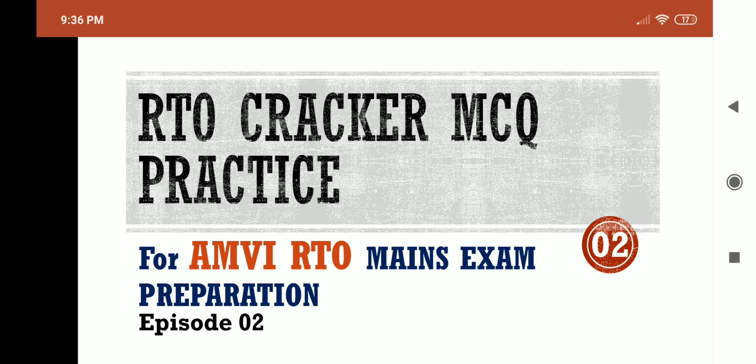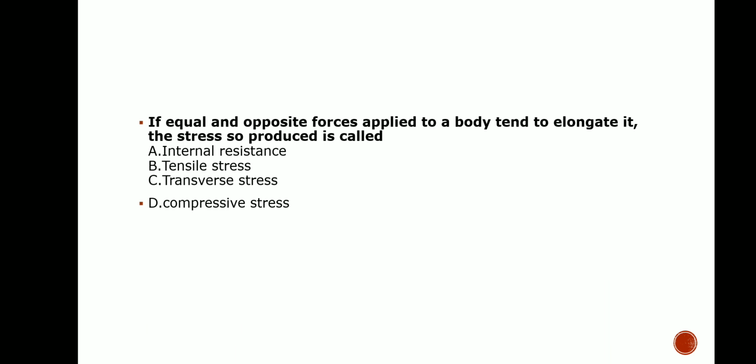Okay. Now today is episode 2 of this series and we are going to see the first MCQ. The first one is: if equal and opposite forces applied to a body tend to elongate it, the stress so produced is dash dash. The four options are: A, internal resistance; B, tensile stress; C, transverse stress; and D, compressive stress. And the correct one is B, tensile stress.